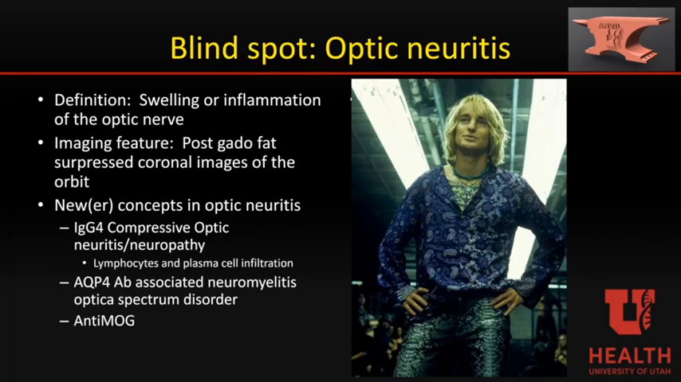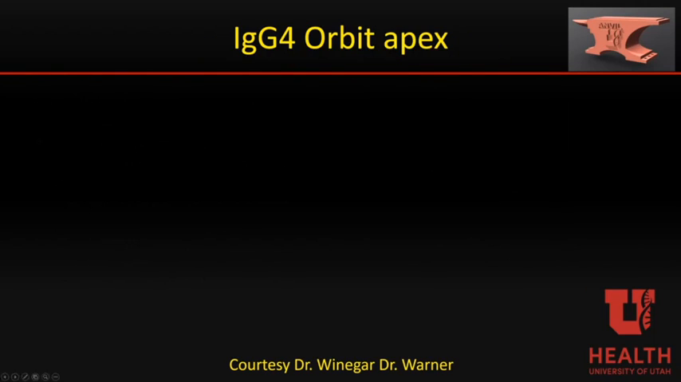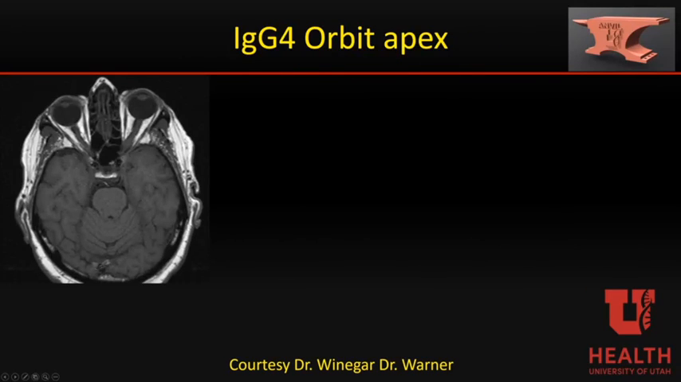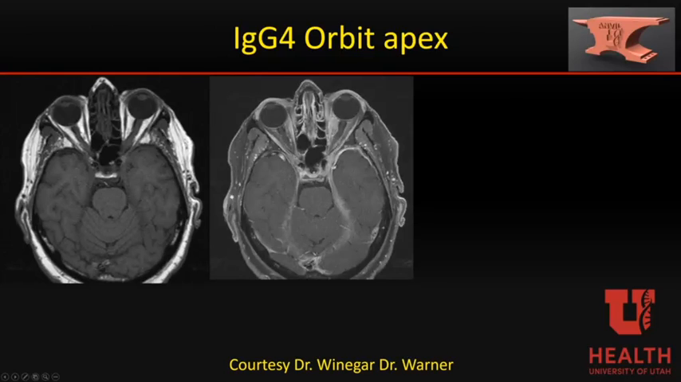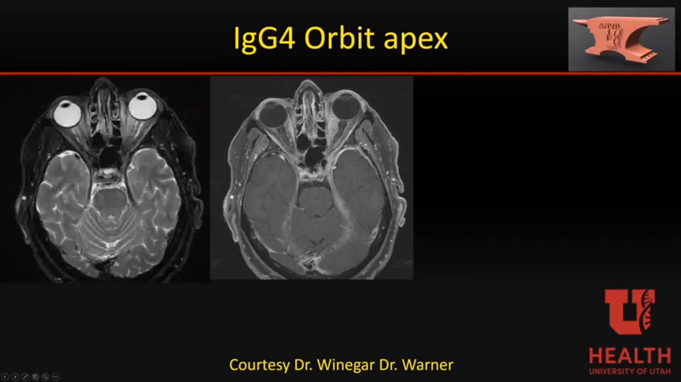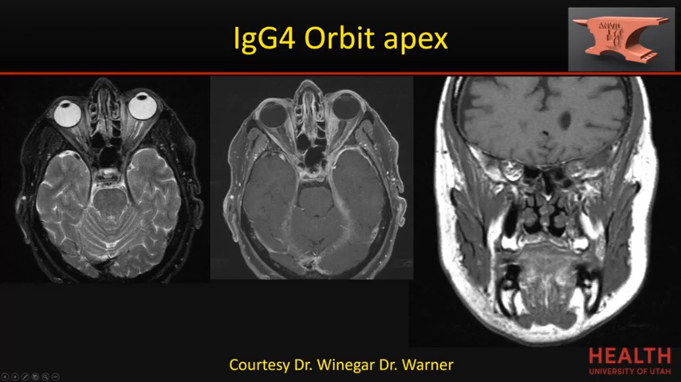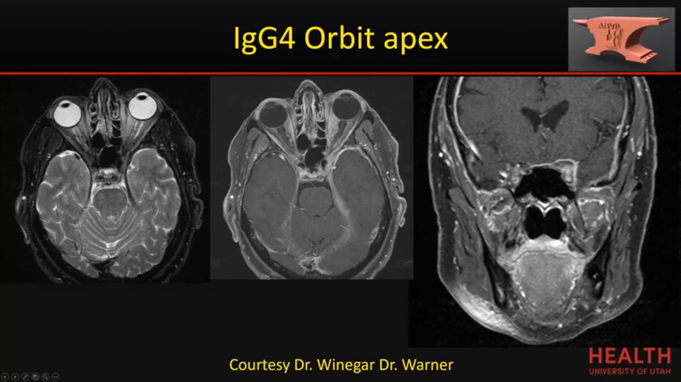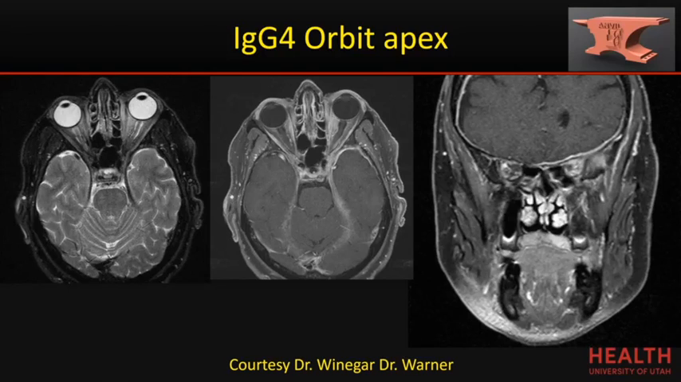For example, in this case, we have a patient with orbital apex involvement related to IgG4, and this led to a compressive optic neuropathy of the optic nerve, left greater than right. Here you can see that stranding extending posteriorly. And notice the associated enhancement and pachymeningeal enhancement in this case of IgG4.